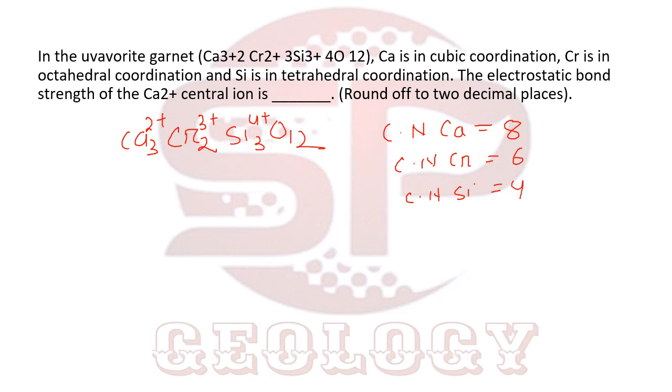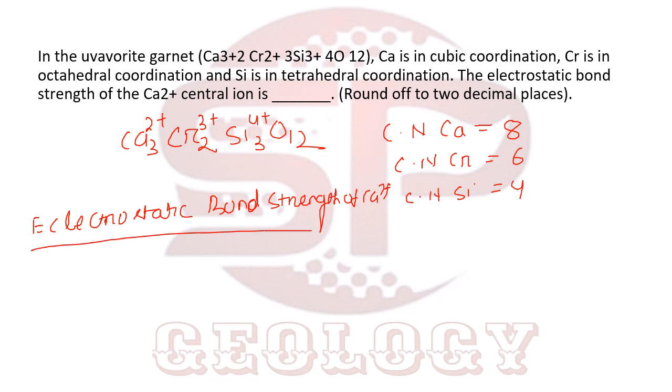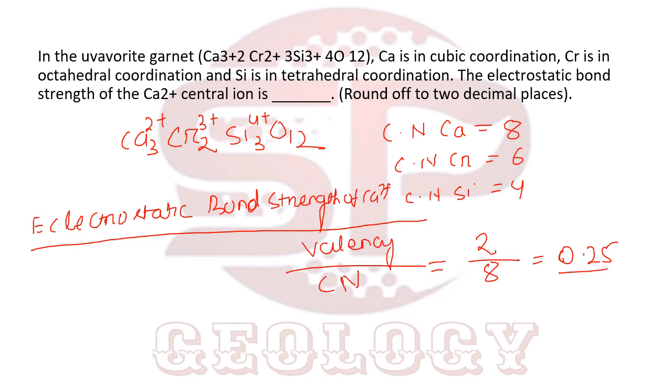So the electrostatic bond strength of calcium 2 plus we have to calculate. So electrostatic bond strength has a formula of valency divided by coordination number. So for calcium, the valence is 2, coordination number is 8. It will be 0.25.